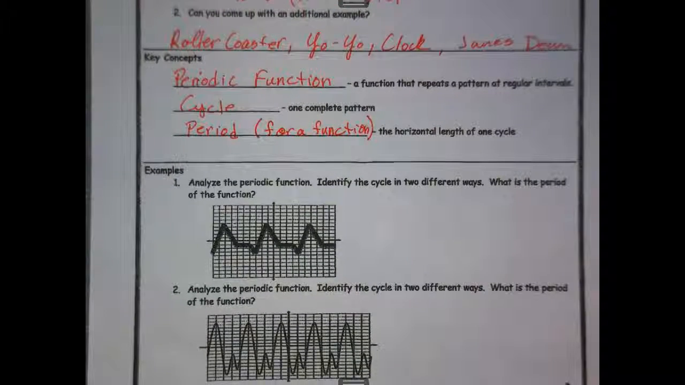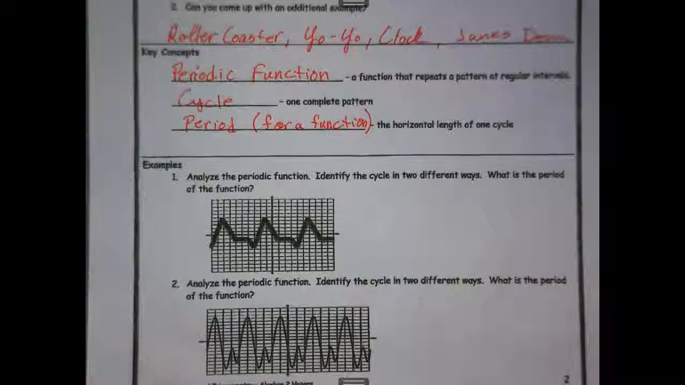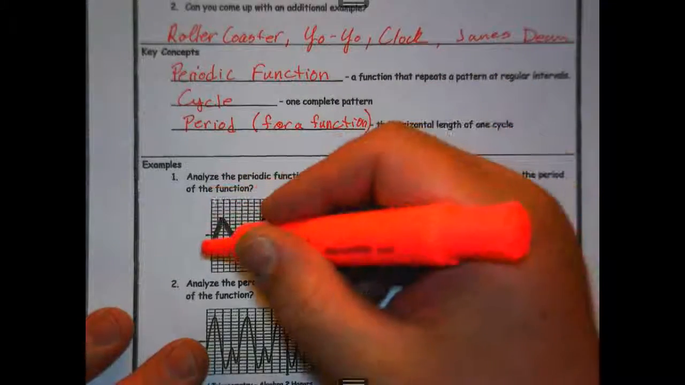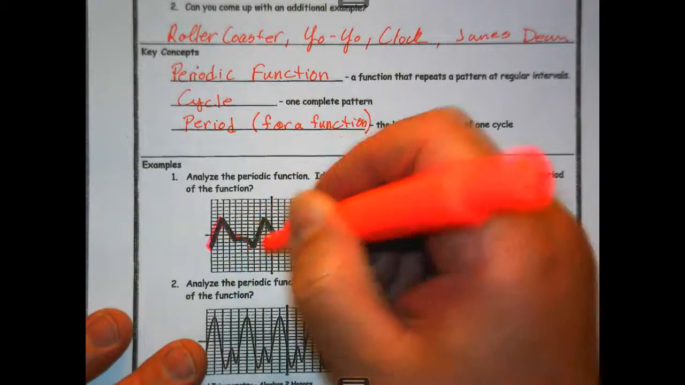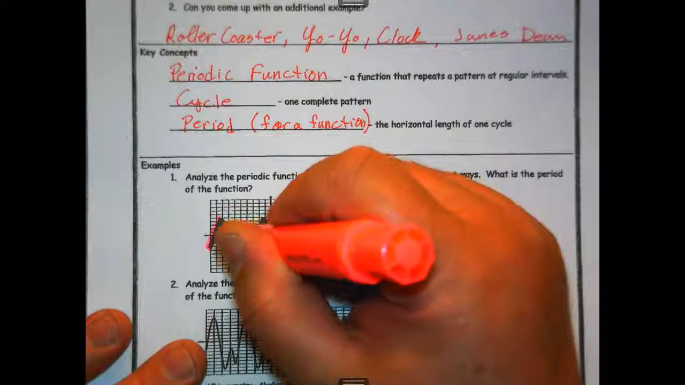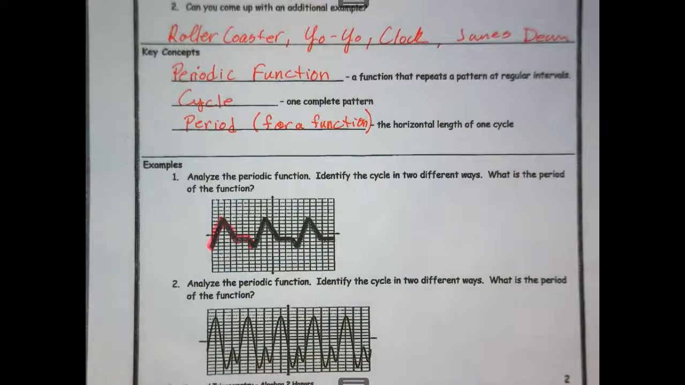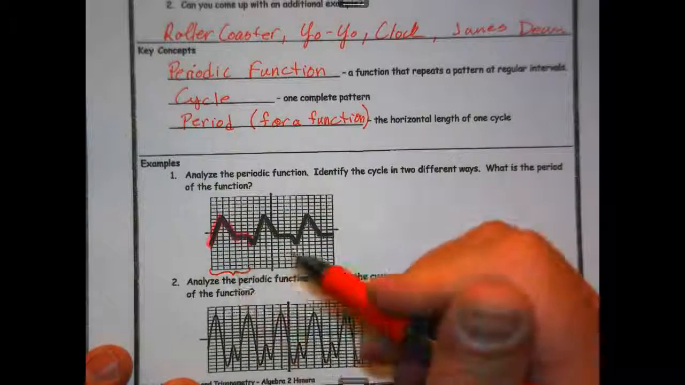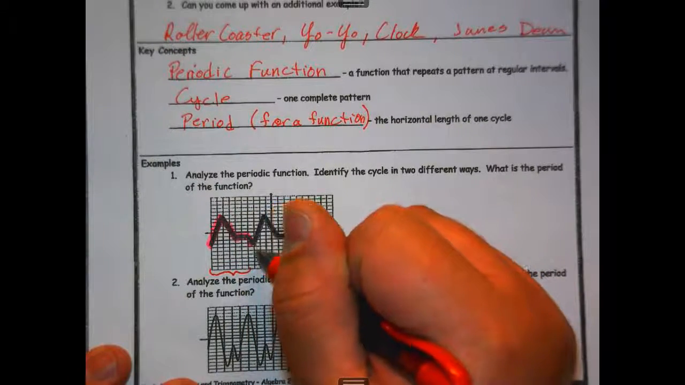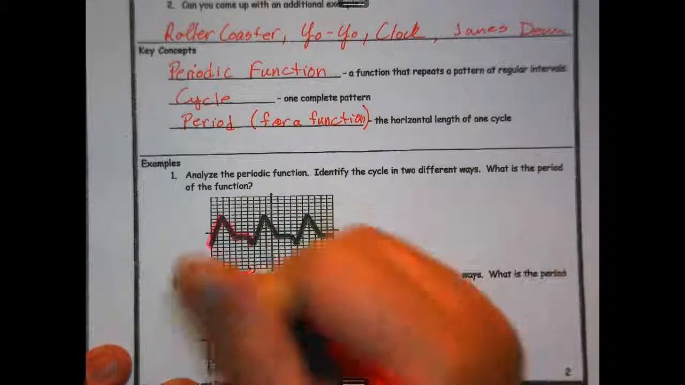Analyze the periodic function. So we have a periodic function here because it's a function that repeats itself at intervals. I'm going to do one interval here, and that's going to be the cycle. If I start here, it starts repeating again right there. So this would be one cycle.